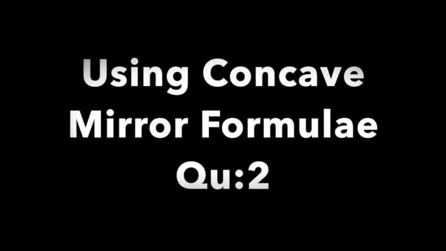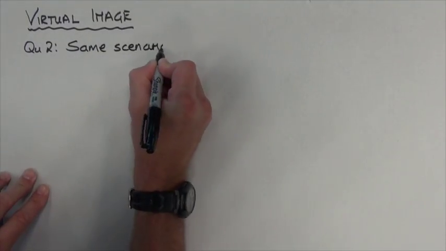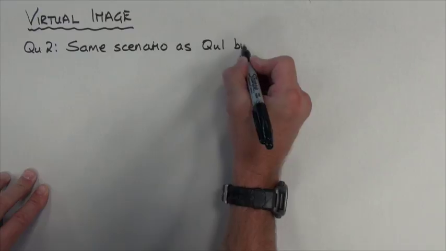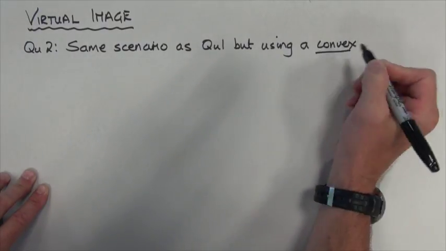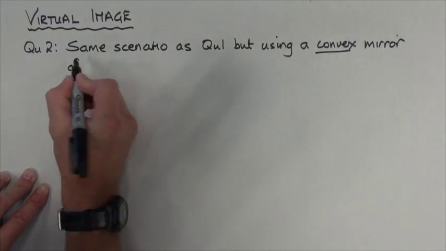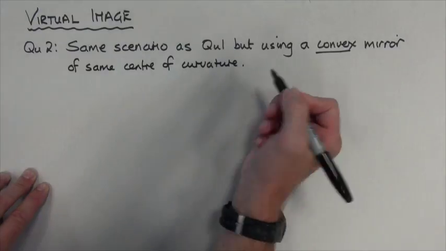In this video, we're going to be looking at concave mirror formulae for a virtual image. What we're going to do is start off with the same scenario as we had in question 1, but instead of using a concave mirror, we're going to use a convex mirror. This mirror is going to have the same center of curvature, and we're going to be finding the same things. So what do we know?